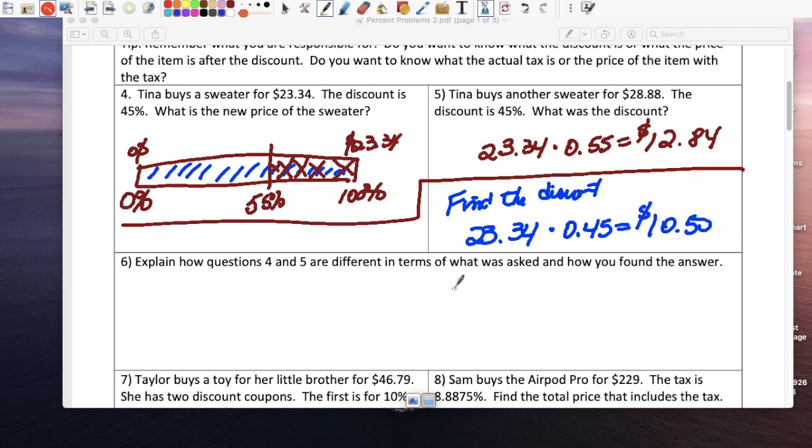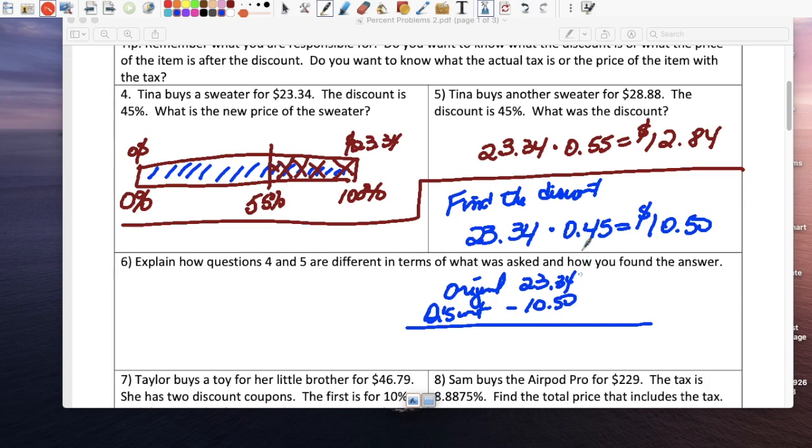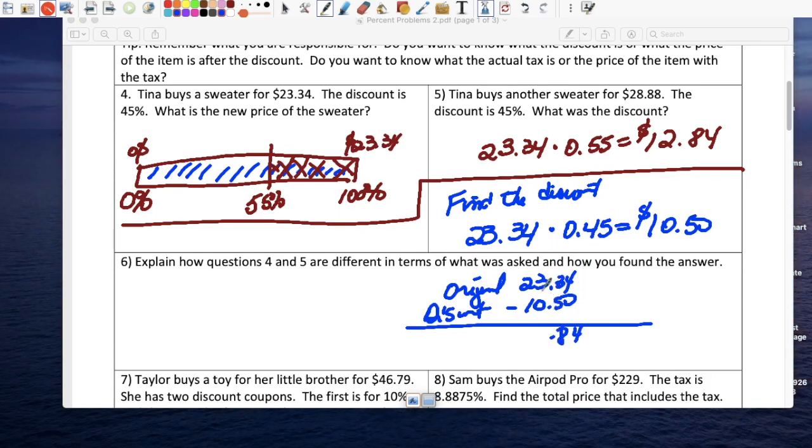The price of the sweater originally, let me write, the original price is $23.34. The discount is $10.50. So I get to subtract. If I subtract, 14 minus 5 is 9, 2 minus 0 is 2, and 2 minus 1 is 1. So here is my price after, I'll write price after discount. So you get to choose which way you want to do it.